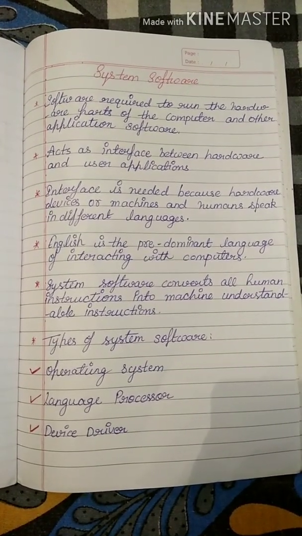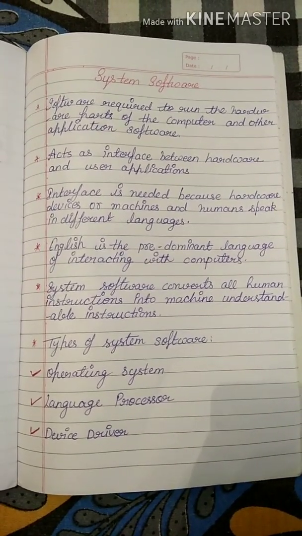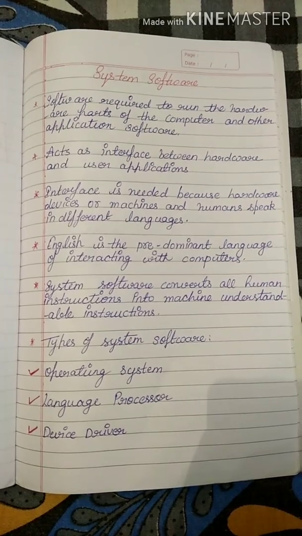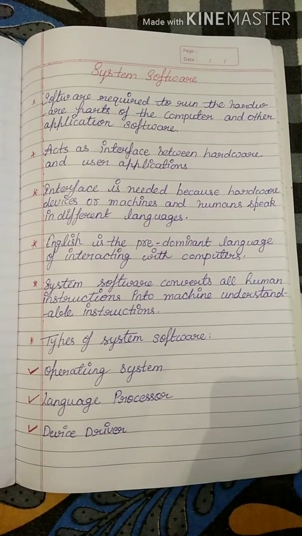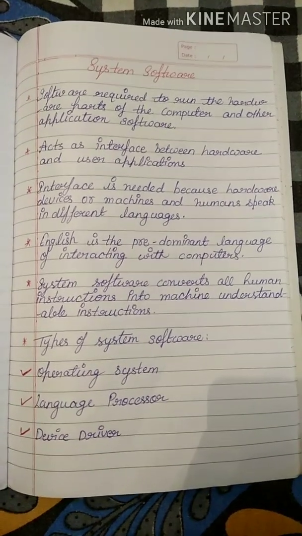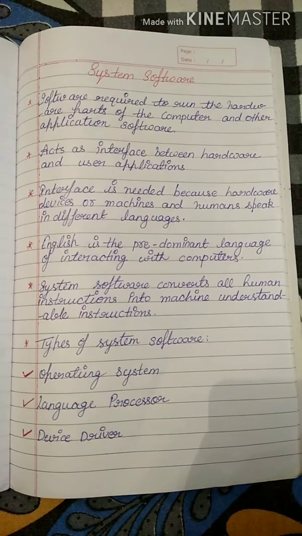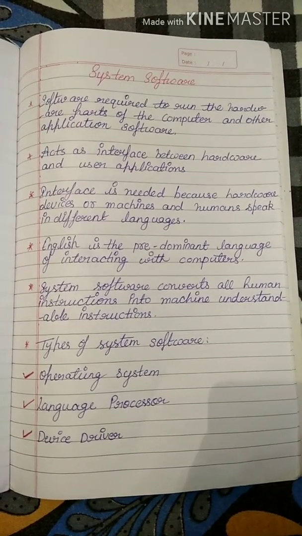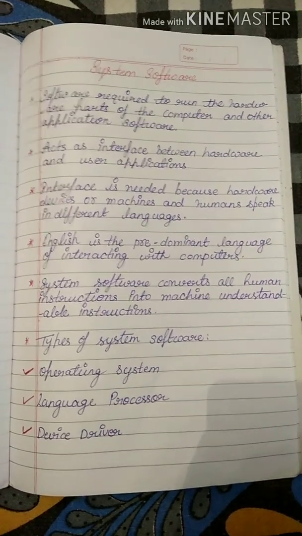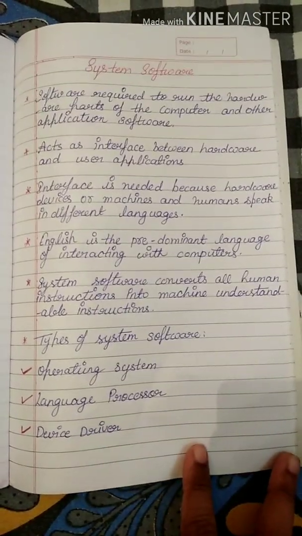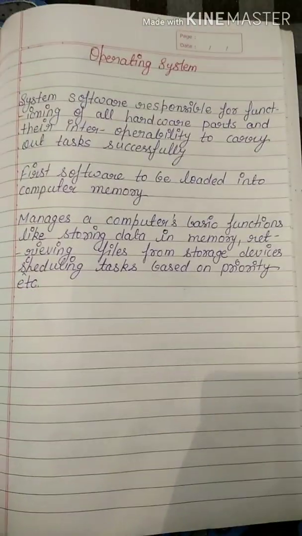Now, if I am speaking in English and the computer does not understand English, what is to be done? An interpreter is required, an interface is required. The system software acts as such an interface. It converts all our instructions, the instructions that we are giving in English, into a machine understandable form. For this work, there are different types of system software: operating system, language processors, and device drivers. Let's see what these software do.